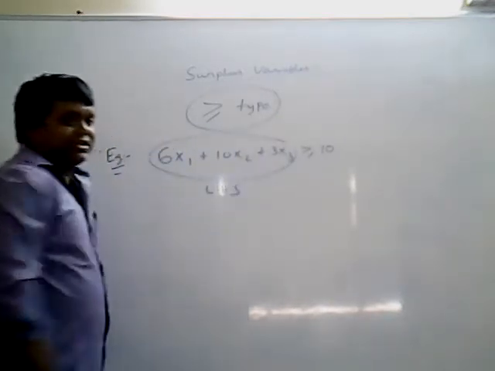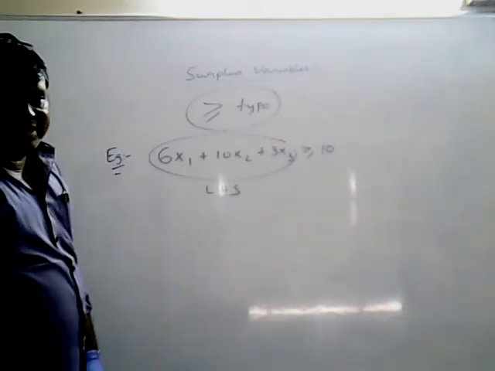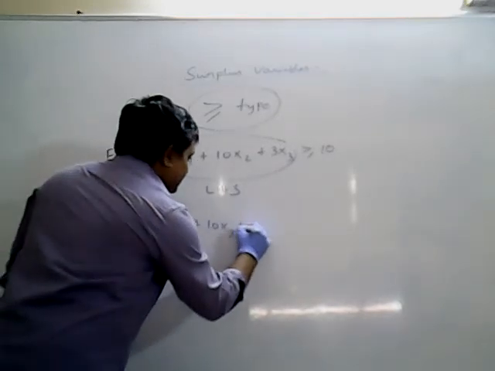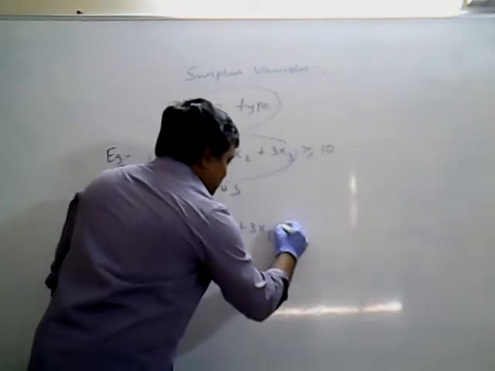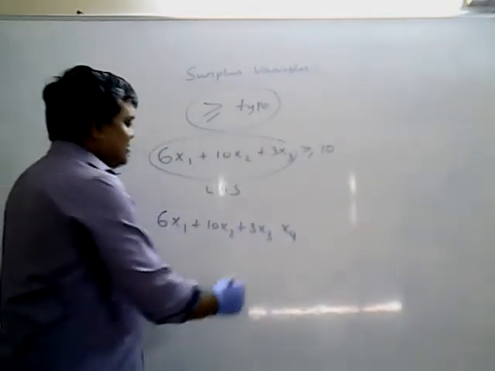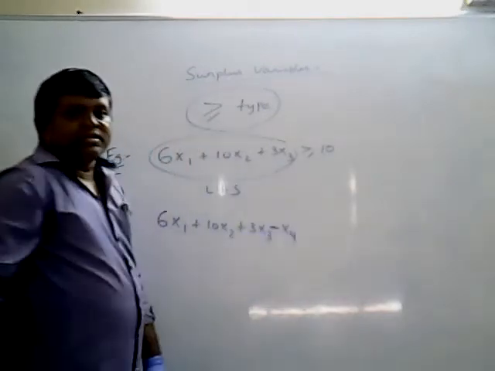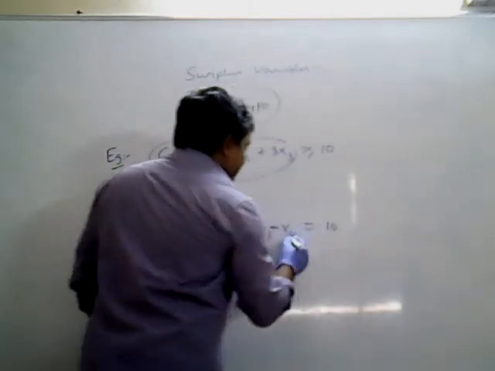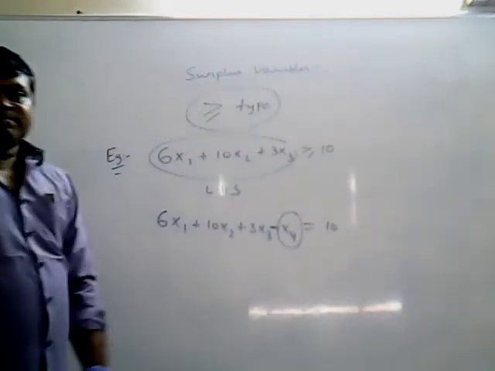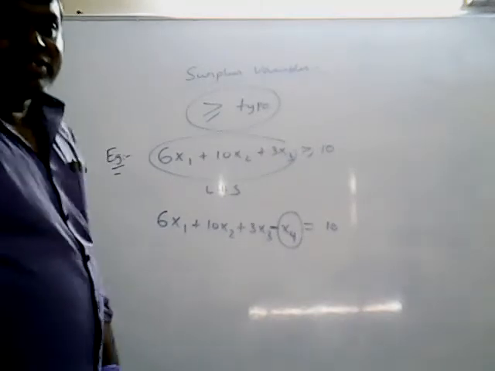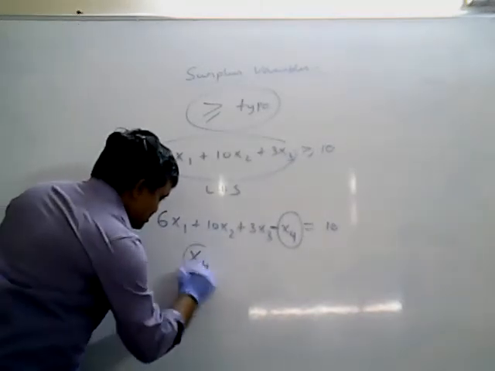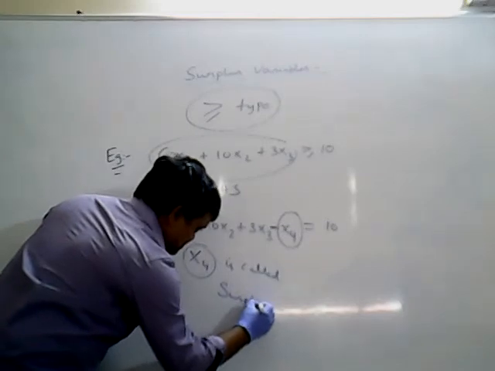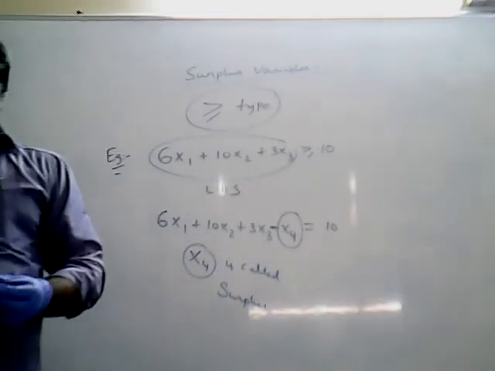Now read the definition. The non-negative variable. You are taking x4. So that means 6x1 plus 10x2 plus 3x3, and x4 is a non-negative variable I am taking. That should be subtracted. Slack variable means added, surplus variable means subtracted. So that inequality becomes equivalent. So this x4 is called which variable? Surplus variable.